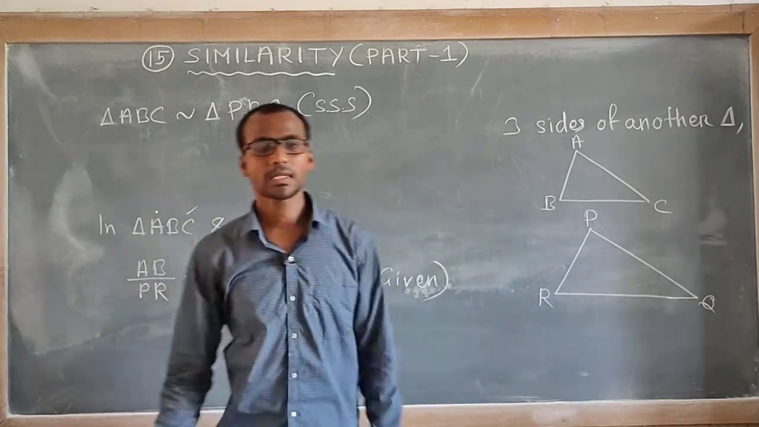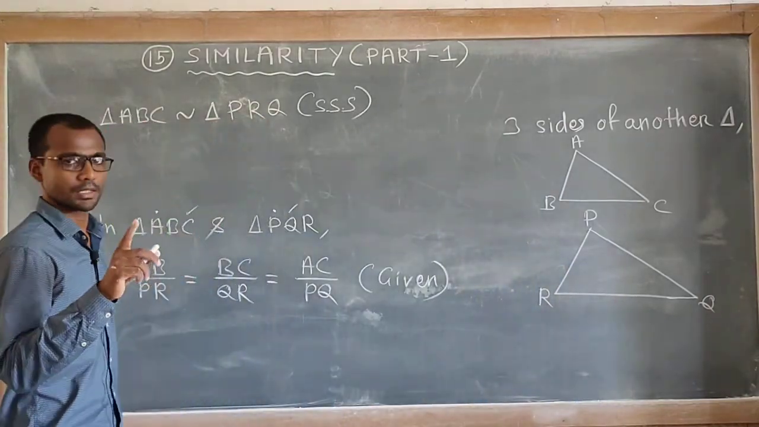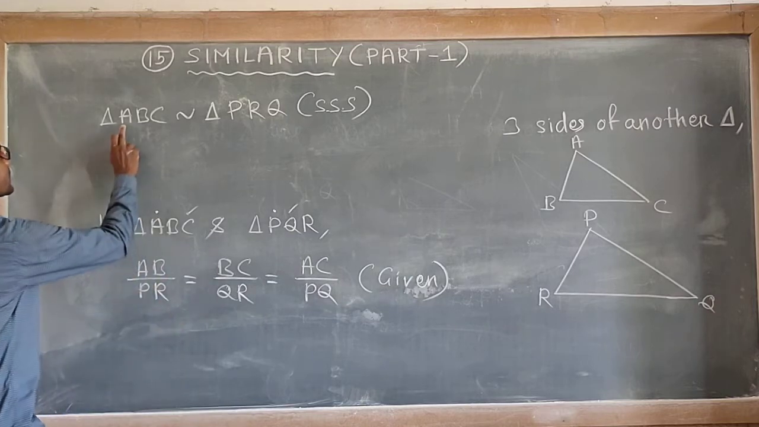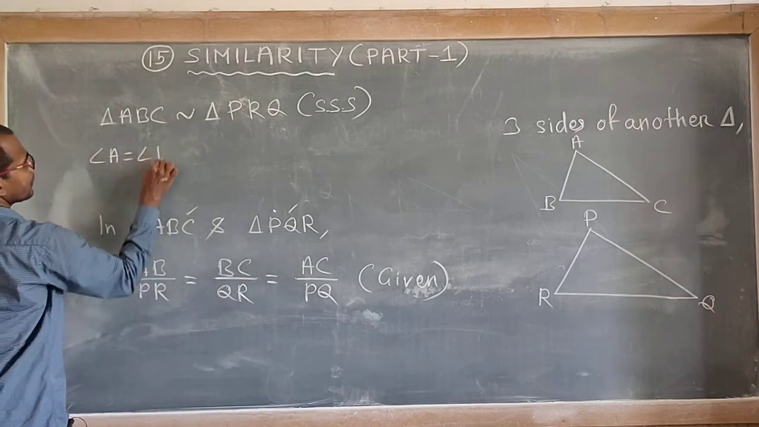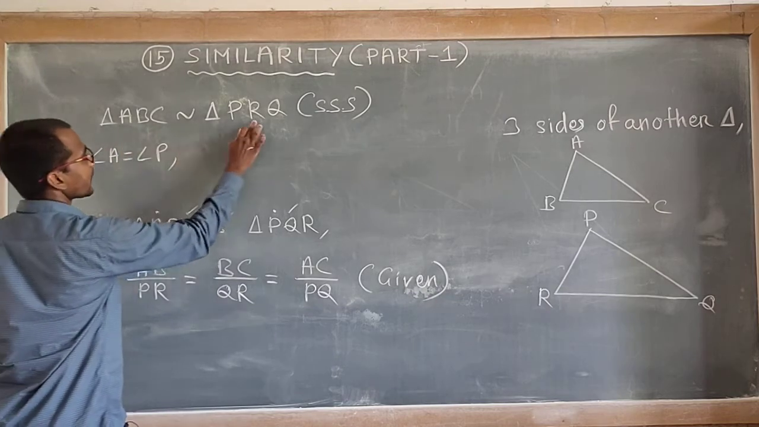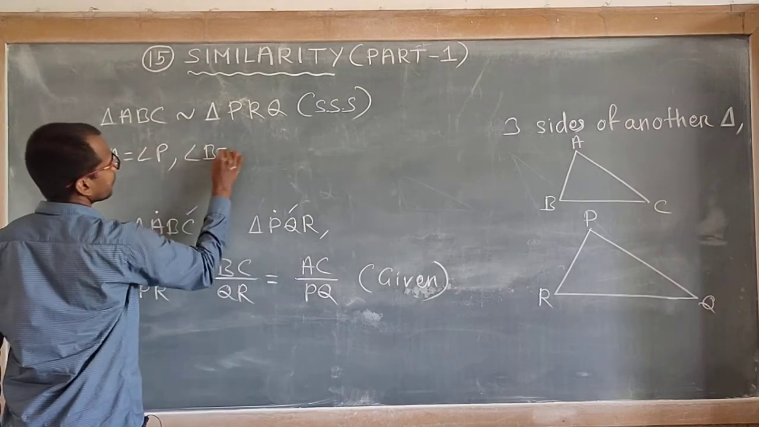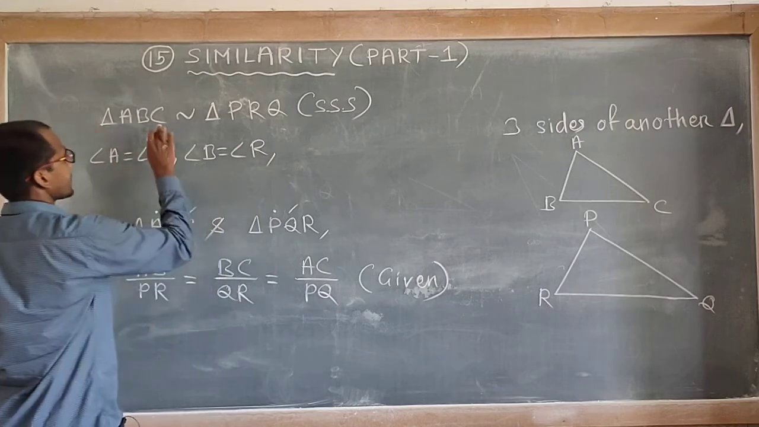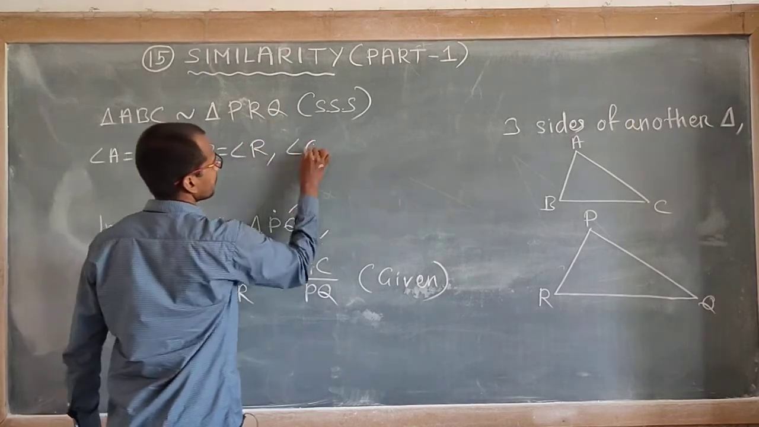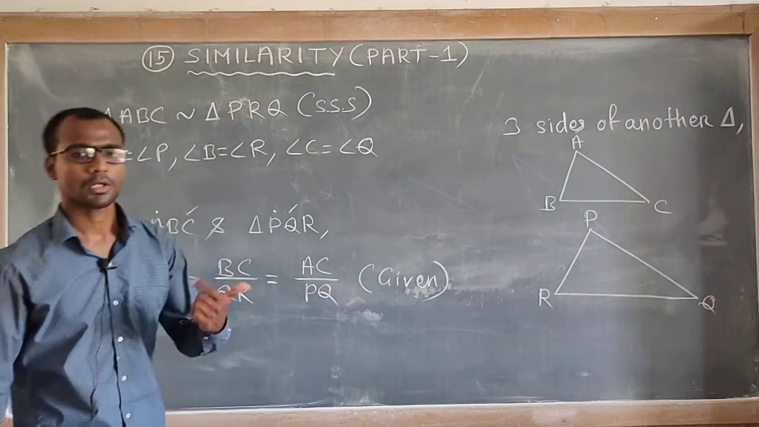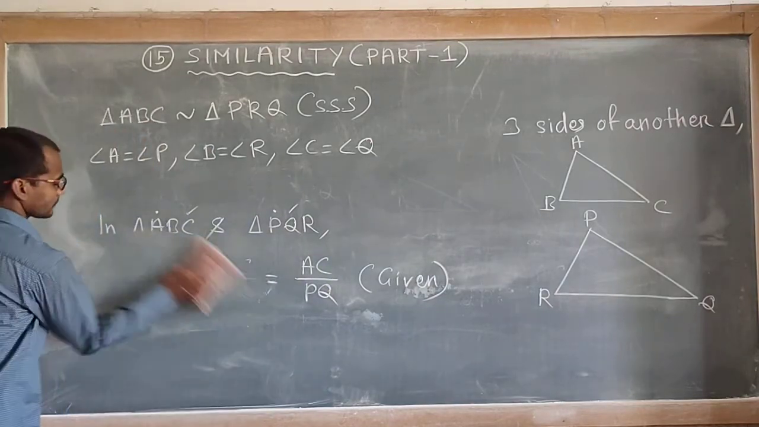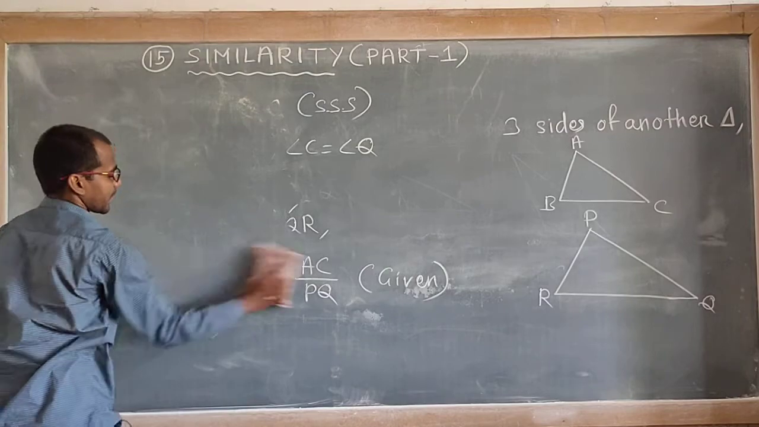Now let us go for the angles. Corresponding angles are equal in similar triangles. So we can say angle A is equal to angle P. Angle B is equal to angle R. Last, angle C is equal to angle Q. So from the order you get everything. This is the second postulate.